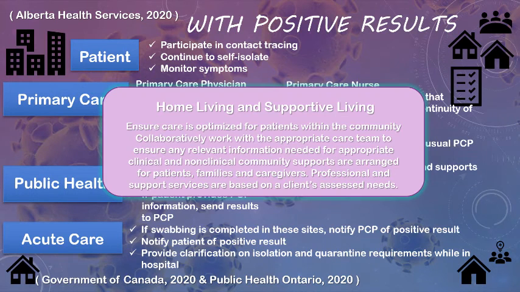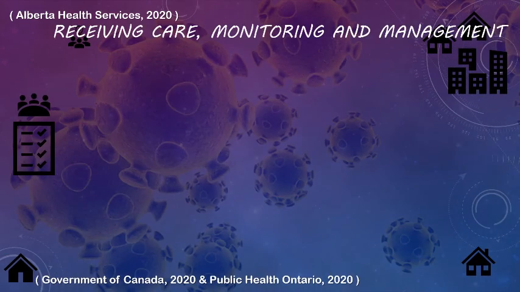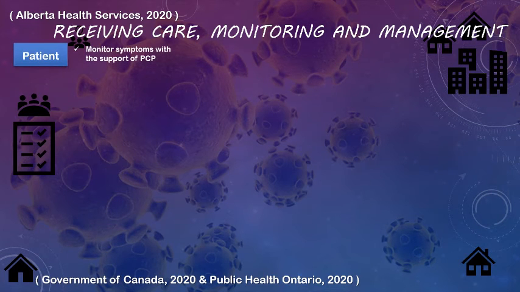As for home living and support living, ensure care is optimized for patients within the community. Collaboratively work with the appropriate care team to ensure any relevant information needed for appropriate clinical and non-clinical community supports are arranged for patients, families, and caregivers. Professionals and support services are based on a client's assessed needs. For receiving care, monitoring, and management, patients will still continue to monitor their symptoms with the support of their primary care physician or their primary care nurse.